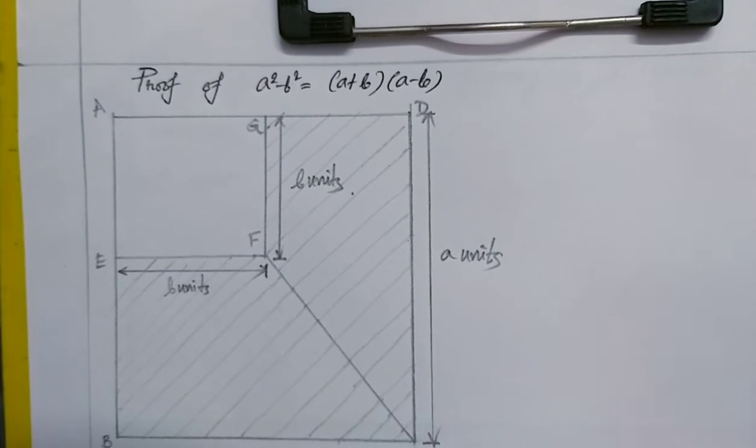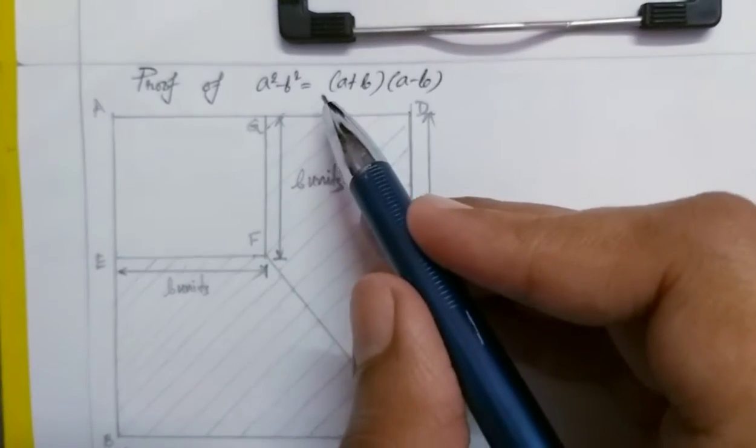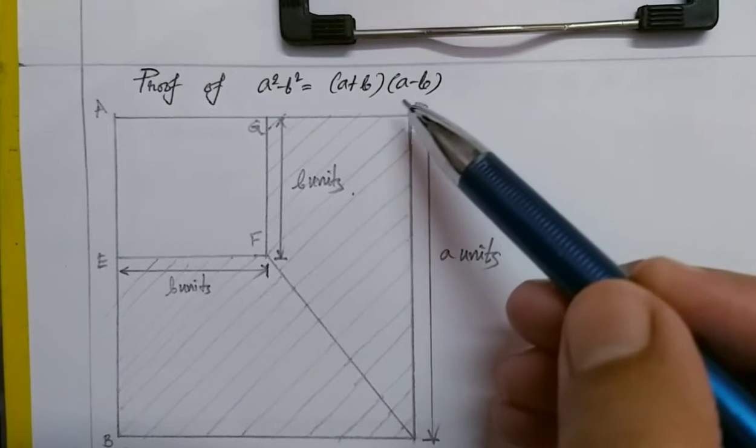Hello students, as you know we are doing chapter 12, algebraic formulae. In our last few videos we have completed exercise 12.2. Now we are going to start exercise 12.3. But before we begin this exercise, we have to learn this formula: a² − b² is equal to (a + b)(a − b).